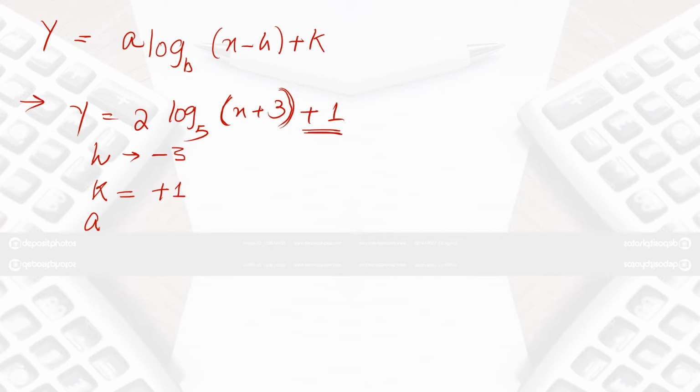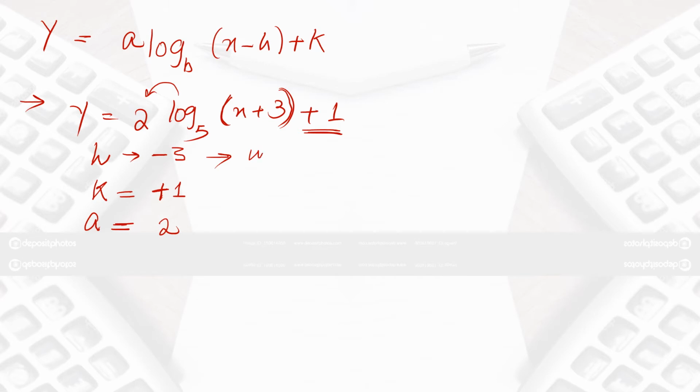If it is minus 1, you will write minus 1. But in your scenario, it is plus 1. Now, a is the number that is written before the log, that is 2. If no number is written, it means you will consider it as 1. Now, h is negative 3.